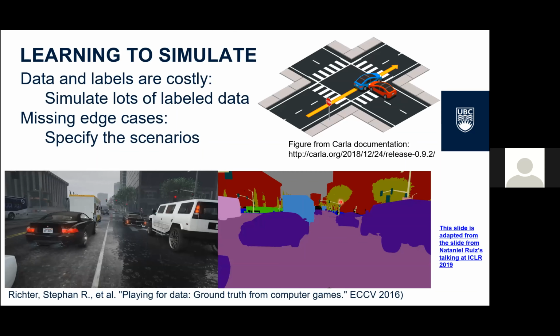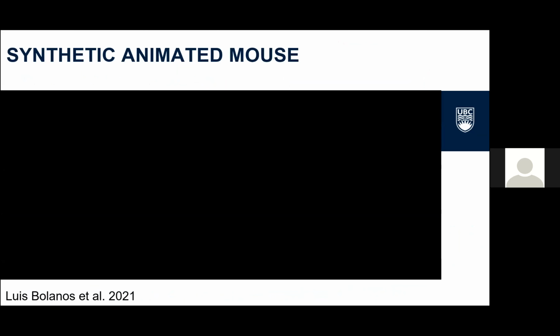Instead of gathering the data and labeling them manually, they simulate lots of automatically labeled synthetic data using a computer game like this one. Because it's a computer game, the software will tell you the label for each object and where the boundary of each object is. They can also specify the scenario to compensate for missing edge cases. Like this one, the simulation makes it possible to generate many dangerous scenarios like crashing, which is hardly seen in normal life. However, there's no existing video game to generate the behavior of a mouse.